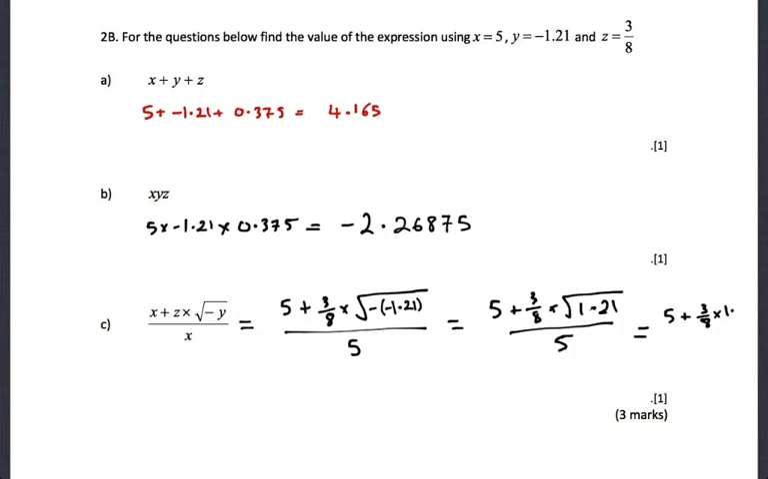Now, the square root of 1.21, you could do this without a calculator, it's just 1.1, because 11 squared is 121, so 1.1 squared is 1.21. Anyway, doing this in your calculator gives you an answer of 1.0825.